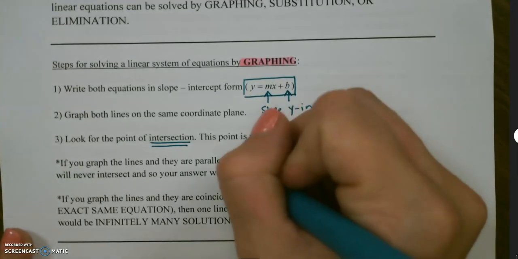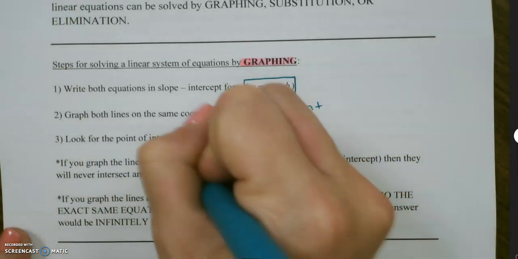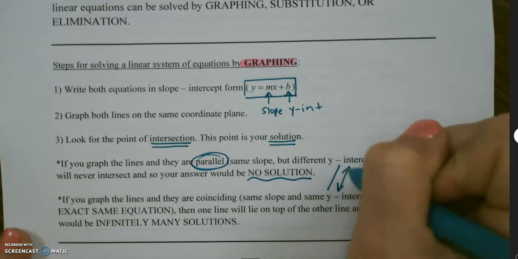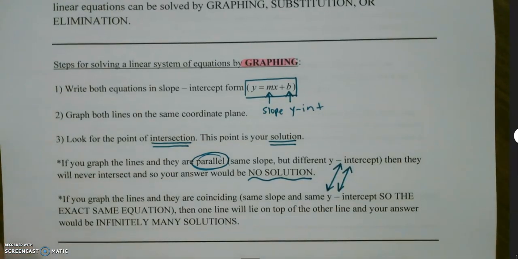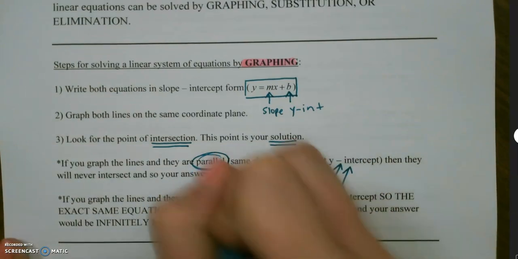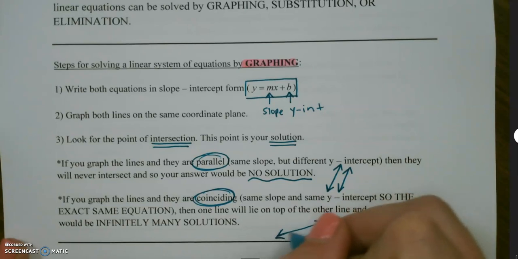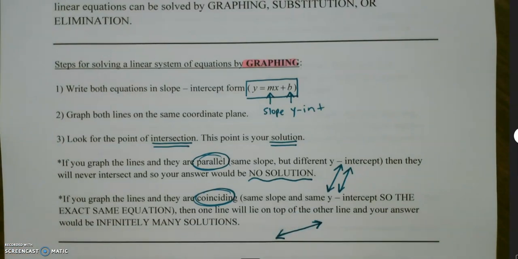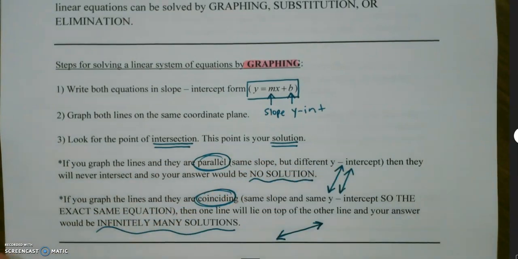Okay, but we could have a situation where there is no solution, right? If the lines are parallel, then they're never going to touch. Therefore, they have nothing in common. So there is no solution to the system. Or you could have lines that are coinciding, meaning you plot this line, you plot the next line, and you realize they actually happen to be the exact same line. They have the same slope and the same y-intercept. So in that case, there are infinitely many solutions.